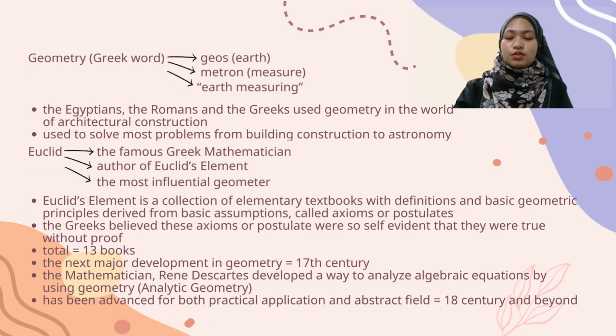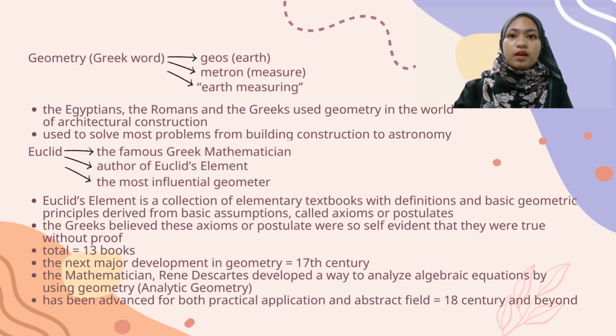So, let me introduce to you about geometry. What is geometry? Geometry is from a Greek word, geos, which means earth, and metron, which means measure, so it means earth measuring. The Egyptians, the Romans, and the Greeks used geometry in the world of architectural construction. They used it to solve most problems from building construction to astronomy.